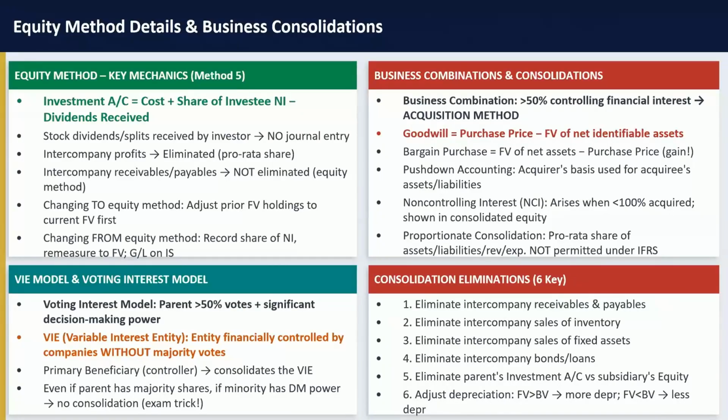Okay. So next up, push down accounting. Acquirer's basis used for acquirees' assets or liabilities. So in push down accounting, what happens? Acquirer is the parent company who acquired its subsidiary. Suppose I am acquiring Infosys. Suppose Infosys is using IFRS and I am using US GAAP. I will push down my accounting practices to that company. I will tell them that from now on, US GAAP needs to be followed and I will consolidate their financial statements. That is push down accounting.